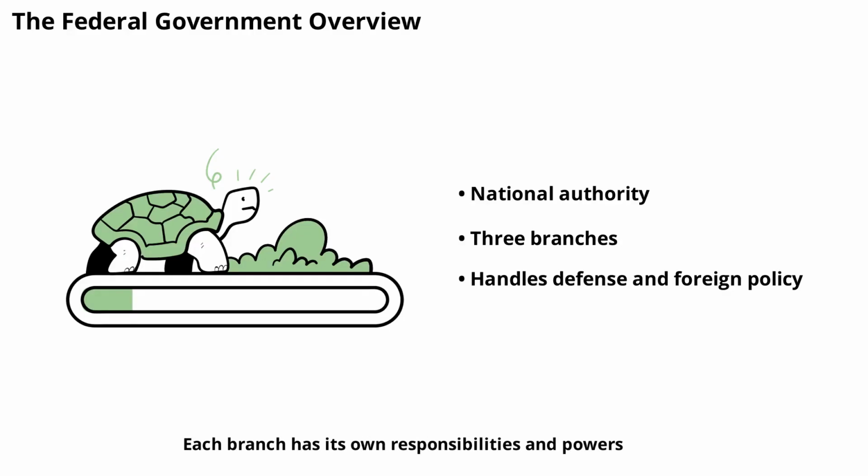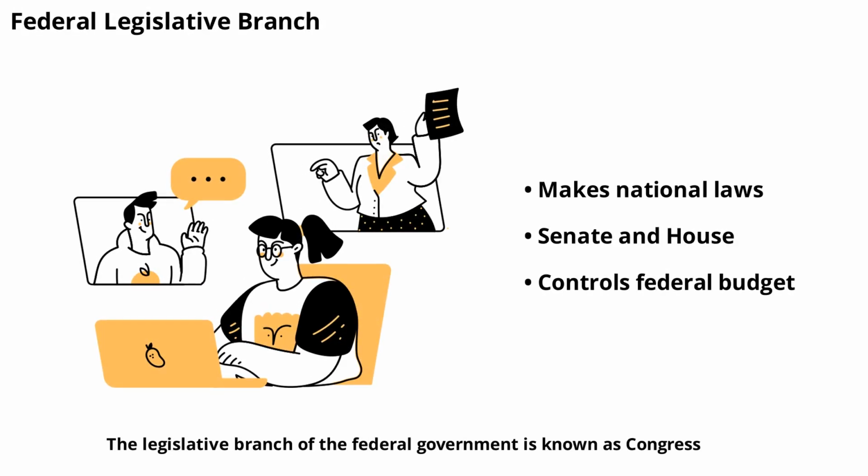Each branch has its own responsibilities and powers, ensuring a balance so no single branch becomes too powerful. Let's take a closer look at what each branch does and how they work together. The legislative branch of the federal government is known as Congress. Congress is made up of two parts: the Senate and the House of Representatives.